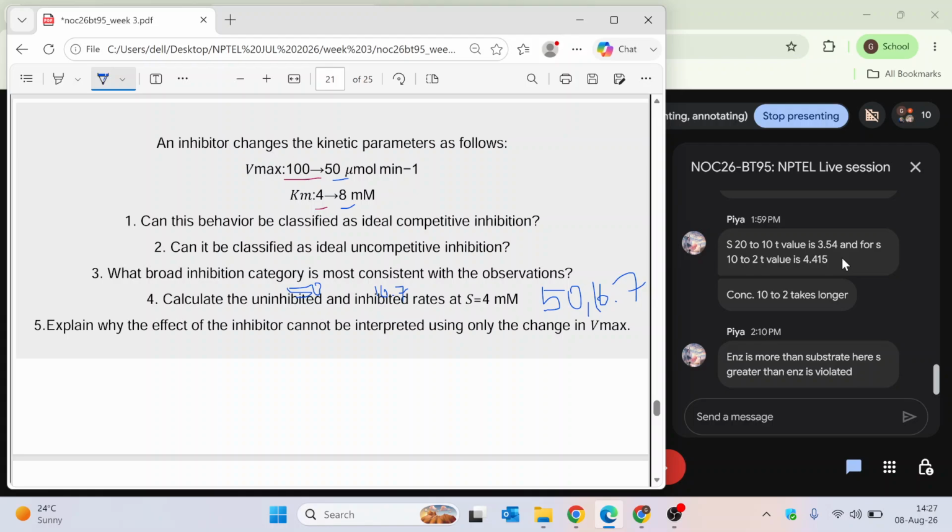So we all know that the inhibitor changes both substrate and response behavior. We know that sometimes it only affects the substrate, sometimes the enzyme only, sometimes the enzyme substrate complex. So the inhibitor is not targeting either the substrate or the enzyme. So in that case, only Vmax cannot be used as the factor to explain the effect of inhibitor.